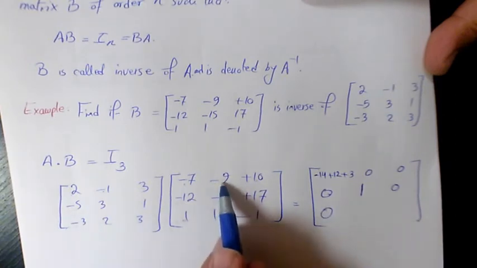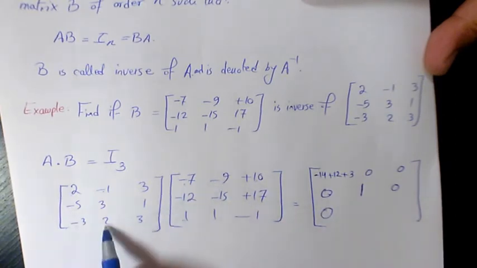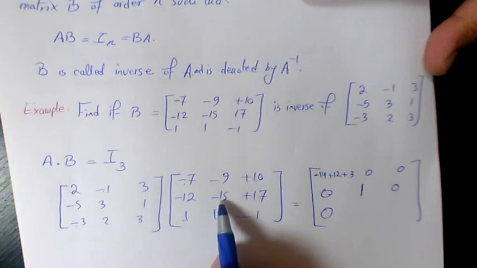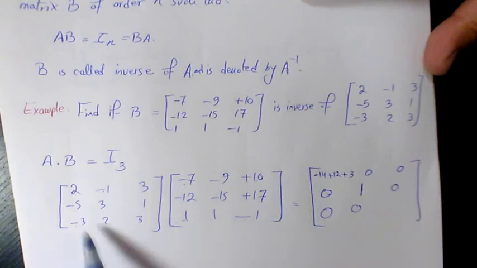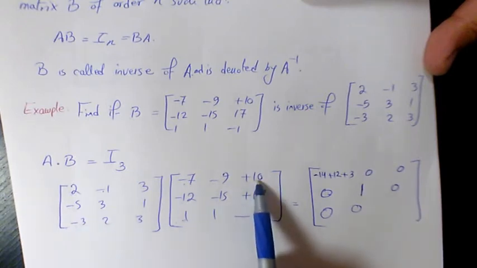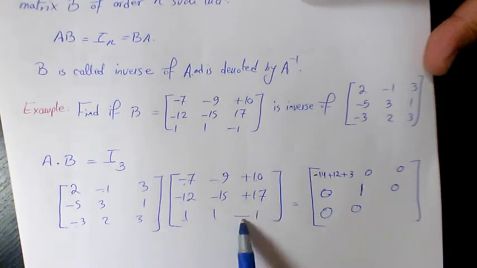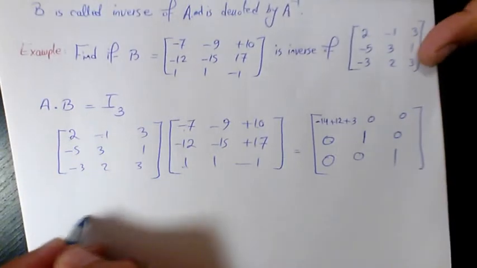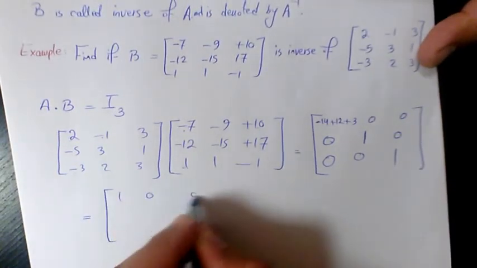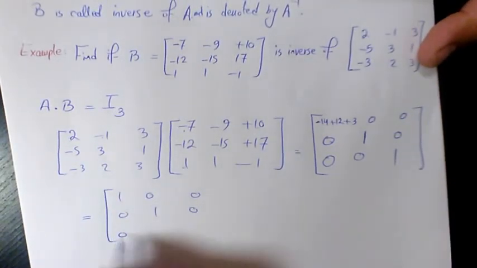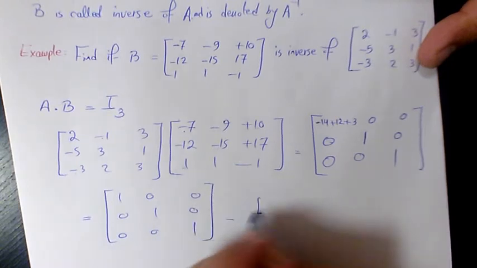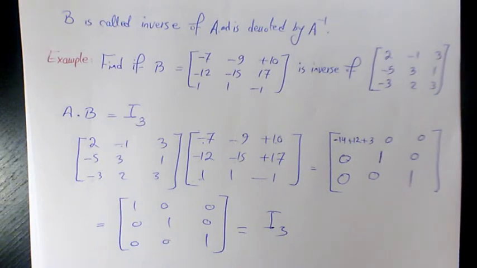-3 by -9 is 27. 2 by -15 is -30. 3 by 1 is 3. So that's going to make it 0 as well. -3 by 10, -30. 2 by 17, 34. 3 by -1 is -3. So the whole thing is going to be 1. As you see here, the answer is 1, 0, 0, 0, 1, 0, 0, 0, 1, which is I3. So we say B is an inverse of A.